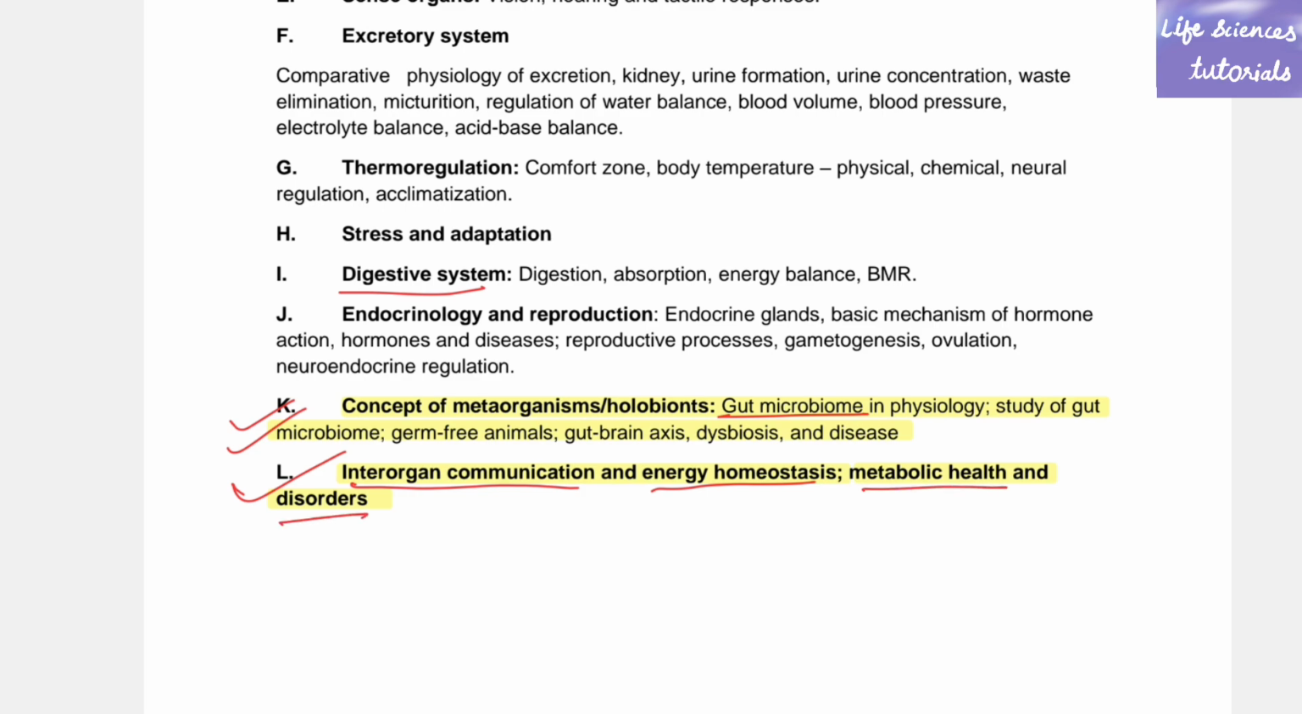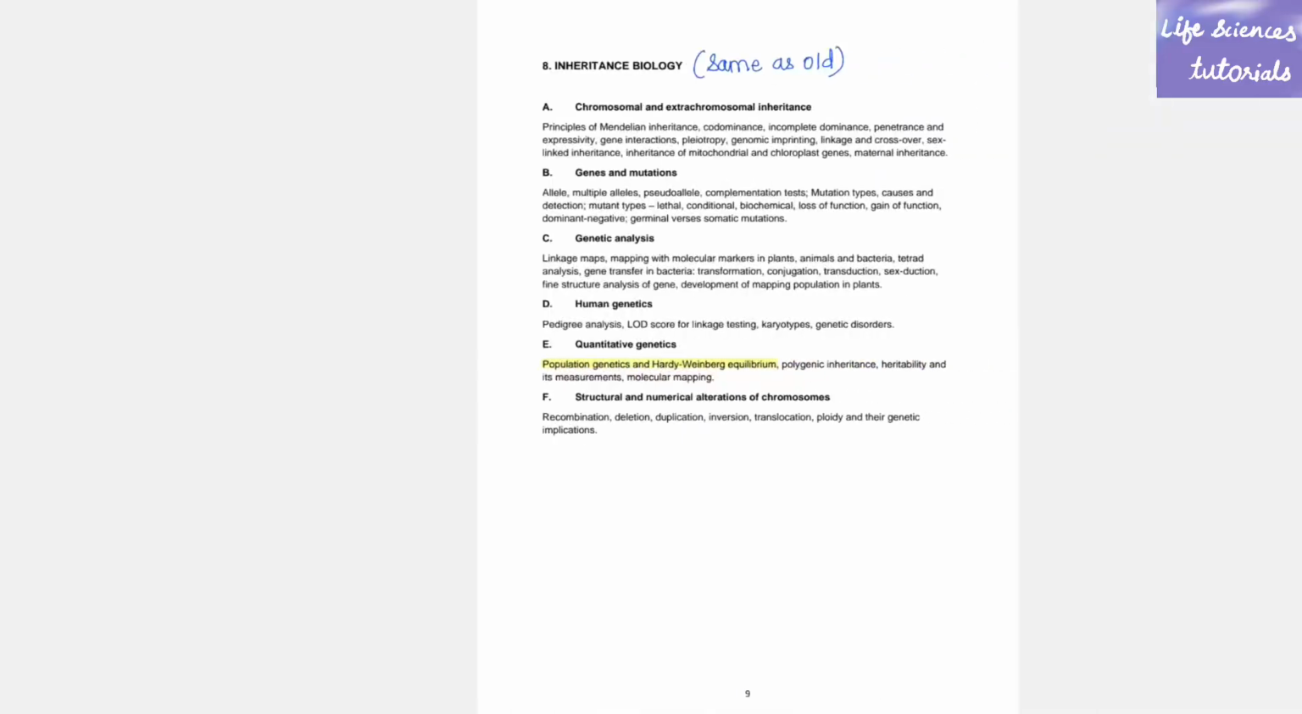Again, there are many disorders which you cover in the genetic disorders topic, metabolic disorders. Now they have mentioned it here specifically. Okay, so you have to study the related disorders here itself.